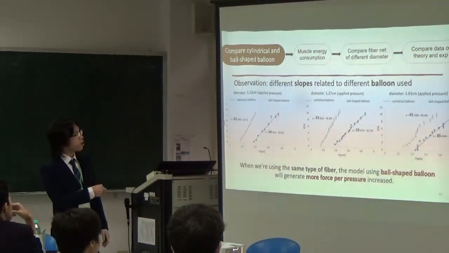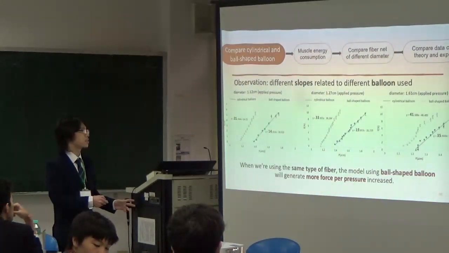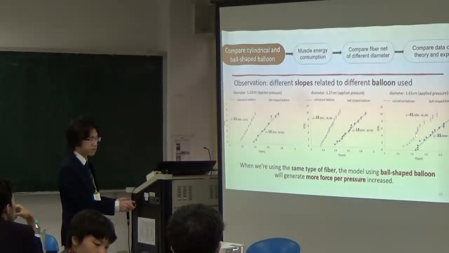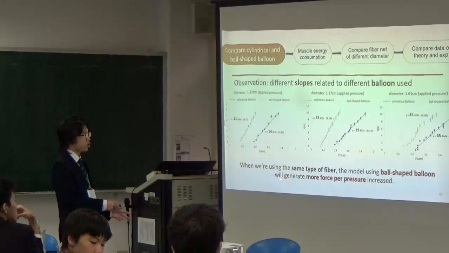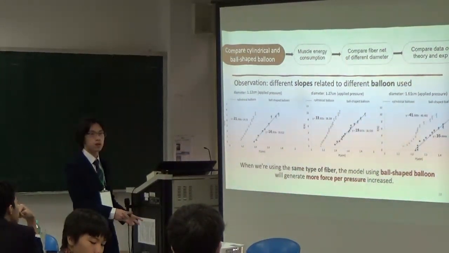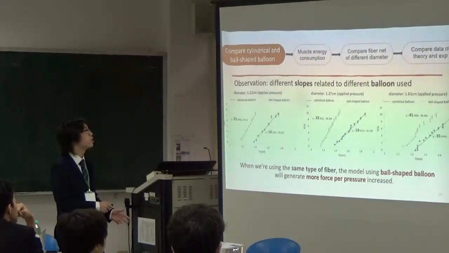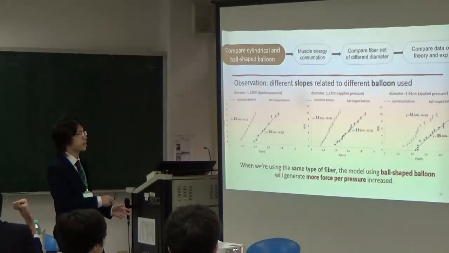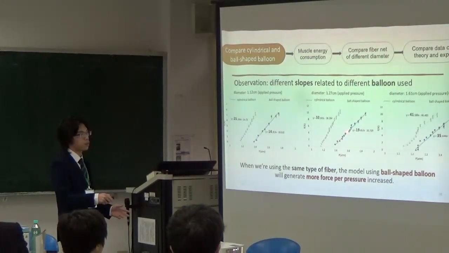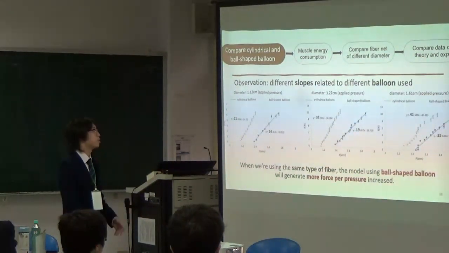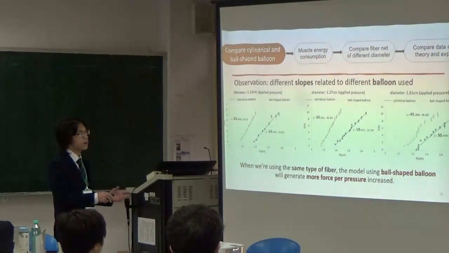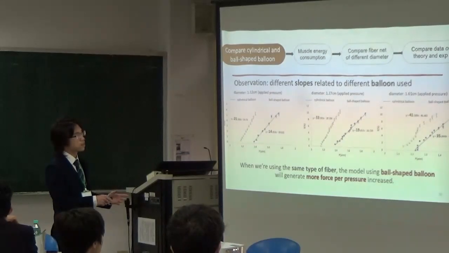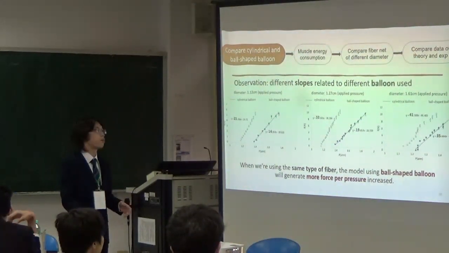Next, we also observe that when using the same type of fiber, which is the thinnest, medium, and the thickest, the model using a ball-shaped balloon will generate more force per pressure increase, also known as the slope of our graph. The gray line here represents the experimental line using the ball-shaped balloon, and the blue line is the line using the cylindrical balloon. So we can see that in three fiber meshes, the slope using the ball-shaped balloon is always larger than the slope using the cylindrical balloon.